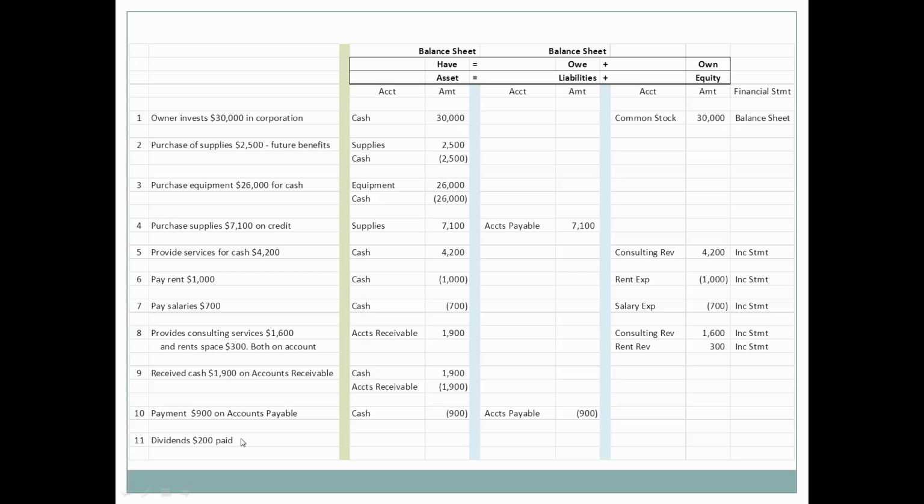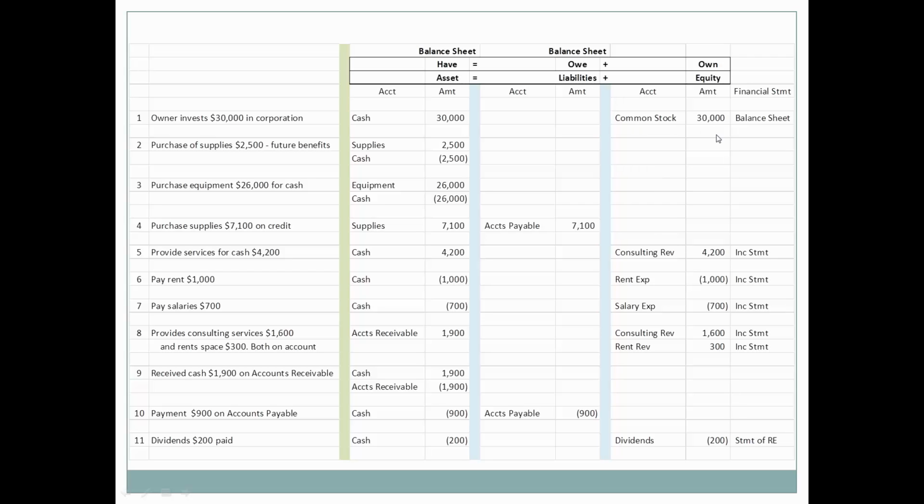Dividends: the corporation is going to pay dividends to its stockholders in the amount of $200. So cash will go down in the amount of $200. Dividends reduce equity, so it's going to go down by $200, and that is on the statement of retained earnings. So dividends will be seen on the statement of retained earnings.